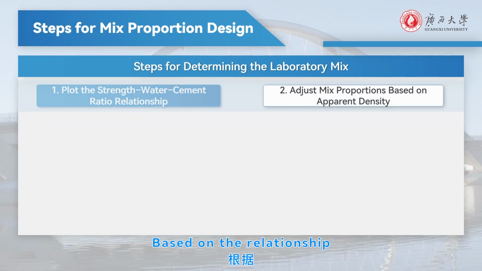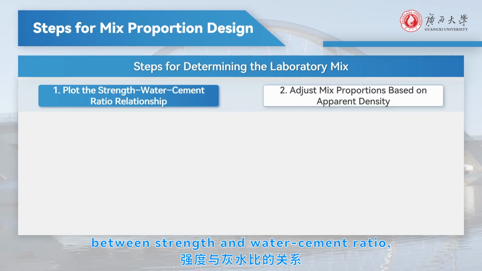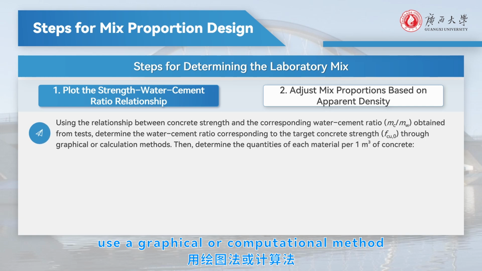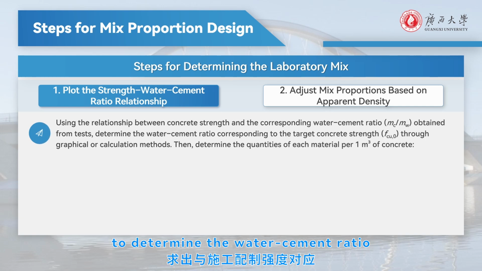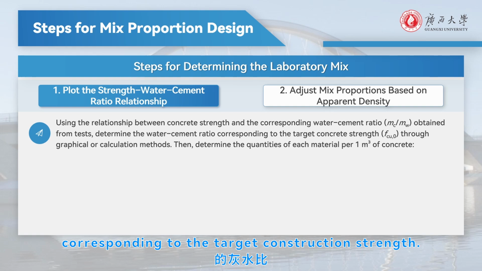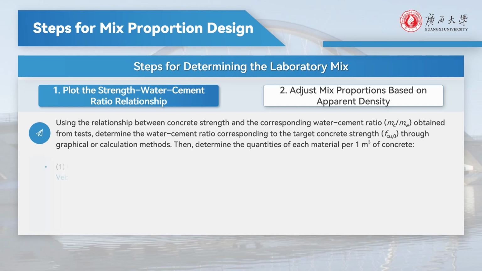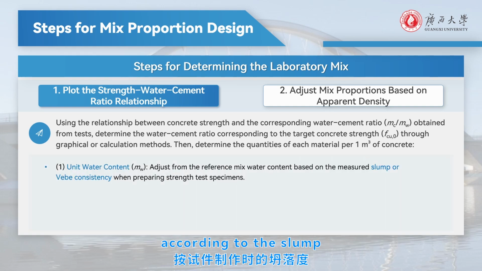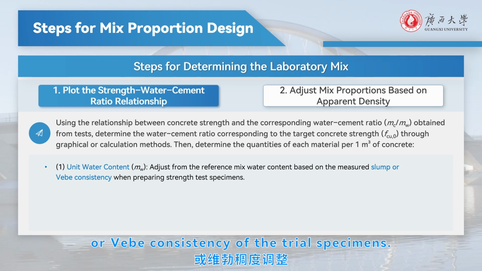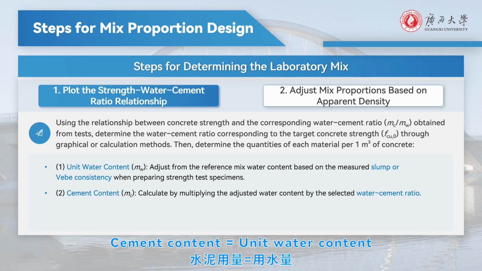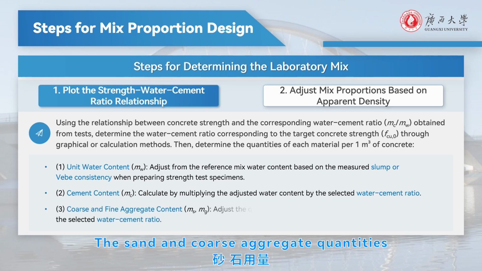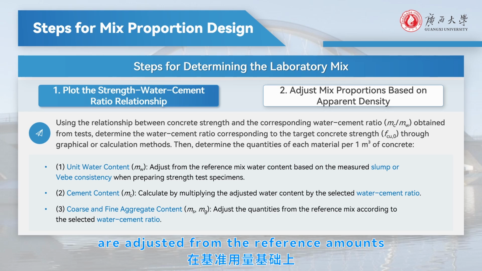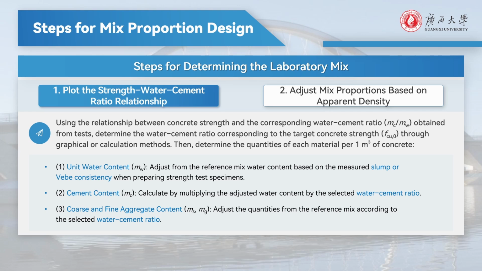Based on the relationship between strength and water-cement ratio, use a graphical or computational method to determine the water-cement ratio corresponding to the target construction strength. Adjust the unit water content according to the slump or VD consistency of the trial specimens. Cement content equals unit water content times selected water-cement ratio. The sand and coarse aggregate quantities are adjusted from the reference amounts based on the selected water-cement ratio.